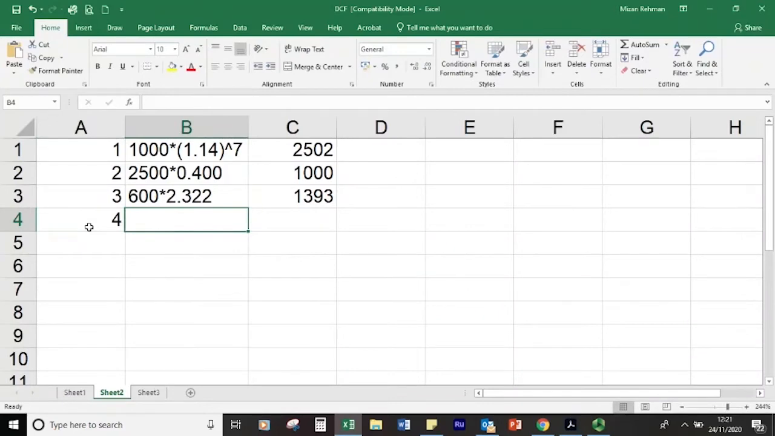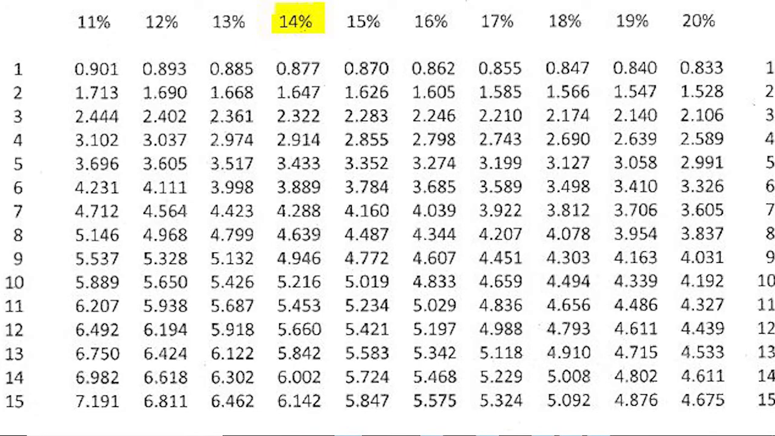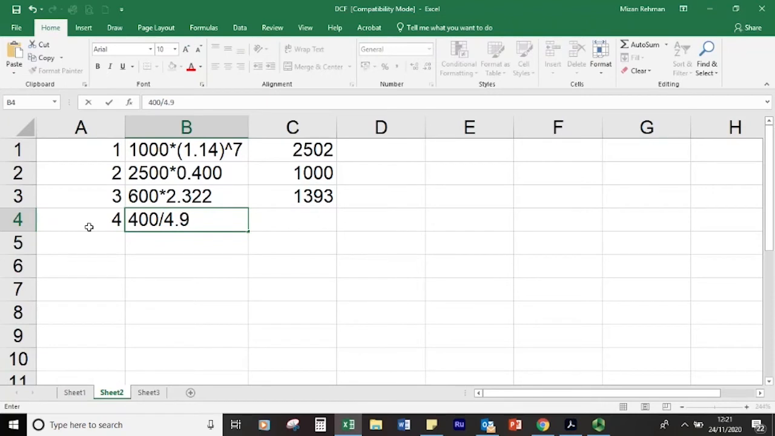For we are withdrawing, we are depositing £400, and what we need to do, we need to divide £400 with our annuity factor for 9 years under 14%. So 9 years is the timeline. 4.946. Again, you can pause the video and check it on your table.